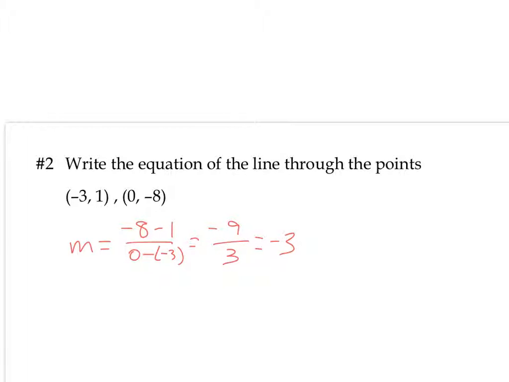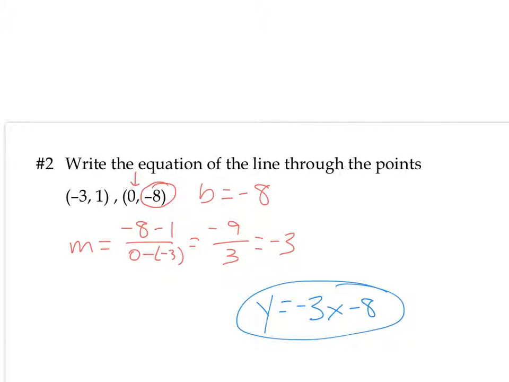And the y-intercept is right there. It's the y value when x is 0. So the y-intercept is -8. So the equation for our line would be y equals -3x minus 8. You need the slope, in this case -3, and the y-intercept, in this case -8.